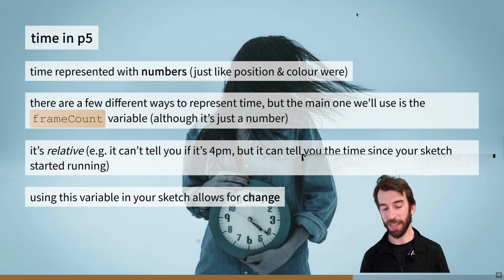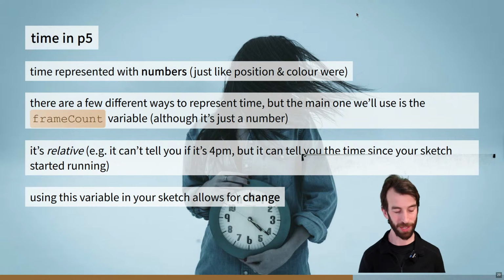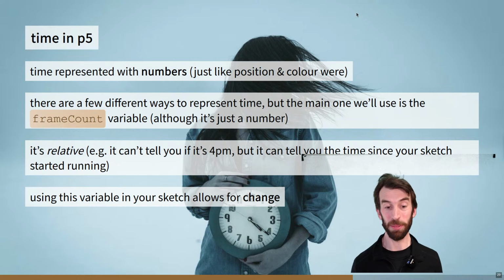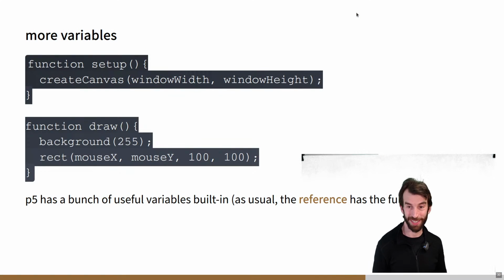So when we use frameCount in our sketches, we allow for change. We get dynamic sketches, not just static ones, which is really where things start to get fun. We can make our Olympics of circles.